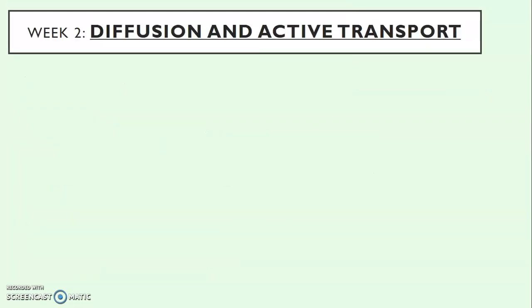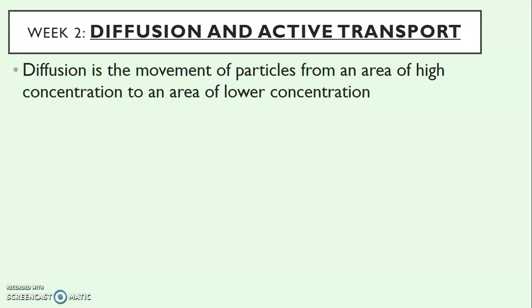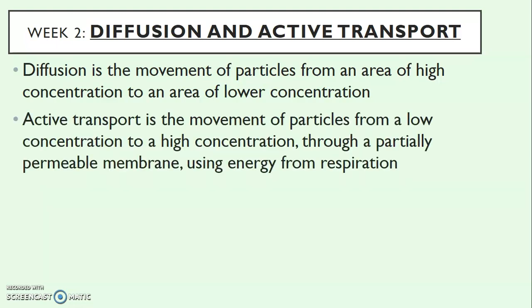So today we are looking at diffusion and active transport. 2 facts that you need to learn from this lesson is the definition for diffusion, so the movement of particles from an area of high concentration to an area of lower concentration, and the definition for active transport, which is the movement of particles from a low concentration to a high concentration through a partially permeable membrane using energy from respiration. So we're going to have a look at some things to do with diffusion and active transport.